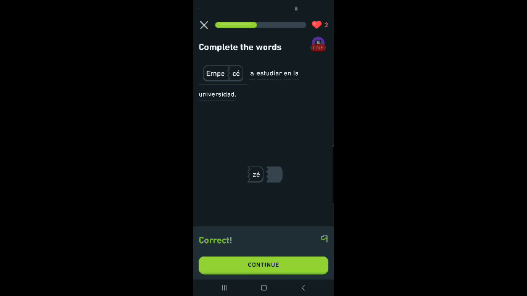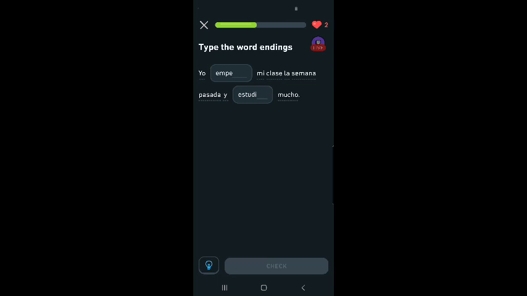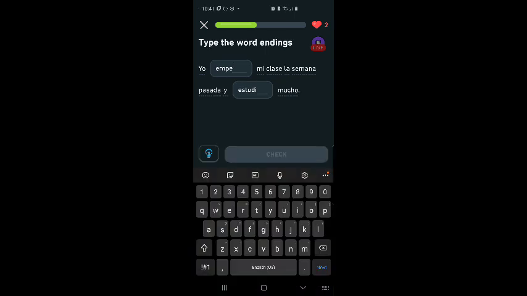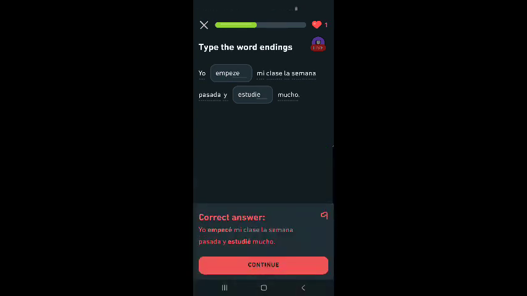Maybe. But maybe it's because the screen is super dark. Yeah, the screen is super dark. I turn the brightness almost all the way down because it hurts my head to look at it. Empecé a estudiar en la universidad. Yo empecé mi clase la semana pasada y estudié. Empecé. Okay. Alright, I got it wrong.